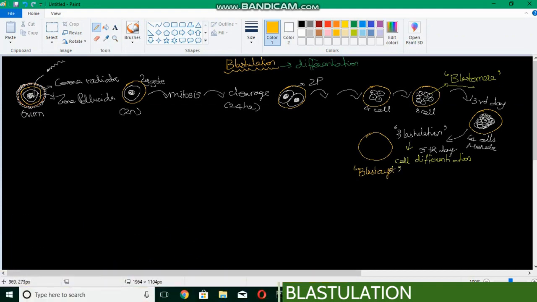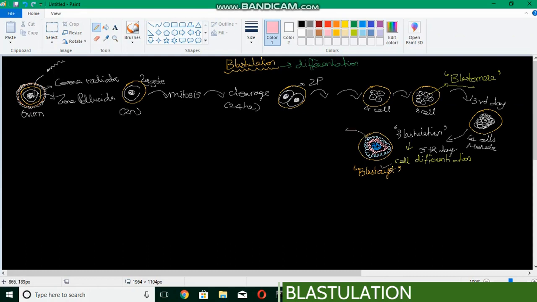Now let's see what a blastocyst is. It's a hollow sphere of cells, and the outer layer of the blastocyst is going to contain a different cell population, and the inner part of the blastocyst is going to contain a completely different cell population, and also it's going to have a fluid-filled cavity inside. This entire spherical structure, containing one different cell population on the outer part, one different cell population in the inner part, with a fluid-filled cavity, is called a blastocyst.